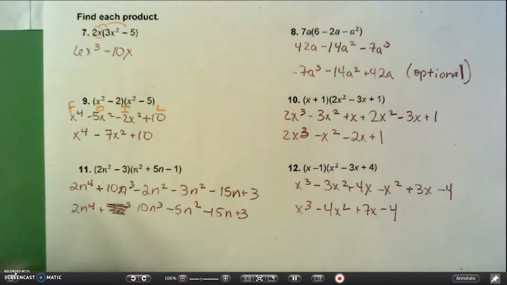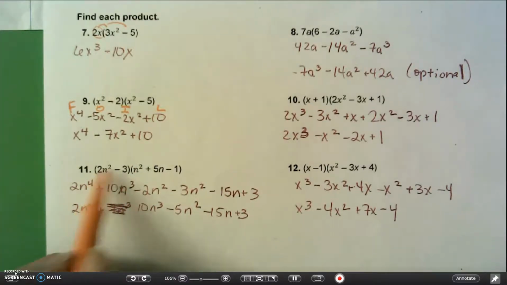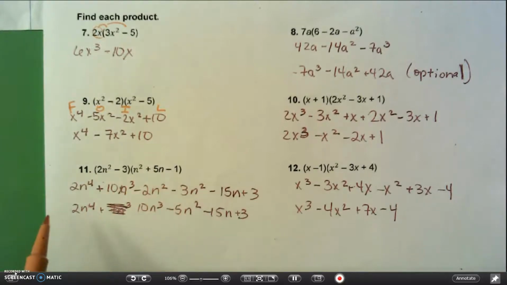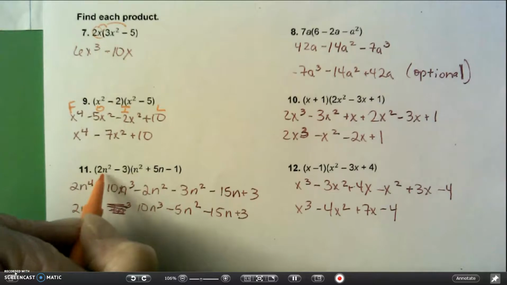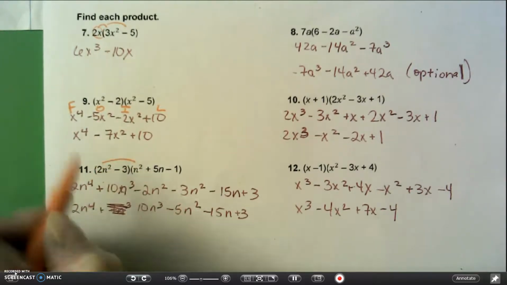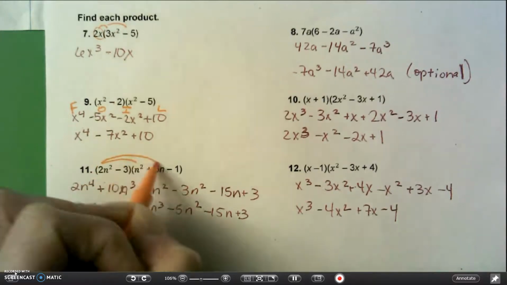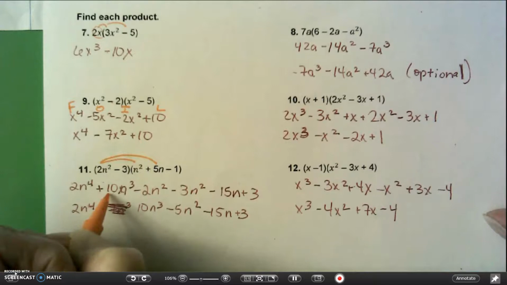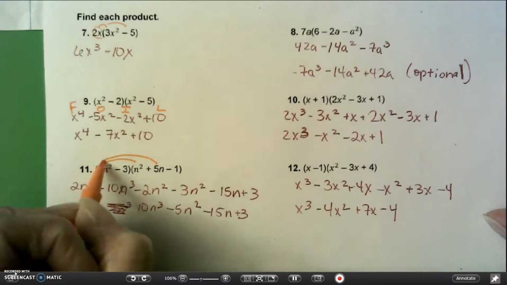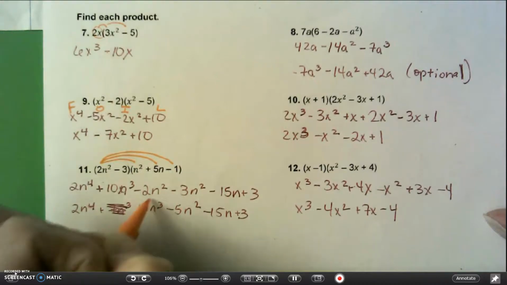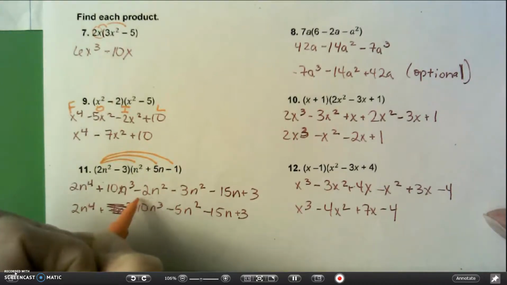Now, if you have, say, two terms in one set of parentheses and three in another, all you're doing is distributing. Then you combine like terms. So number 11, where you have 2n squared, you're going to multiply that times n squared. Then you're going to multiply it by 5n. That's how we got the 2n to the 4th, 10n to the 3rd. And then 2n squared times negative 1 is negative 2n squared.